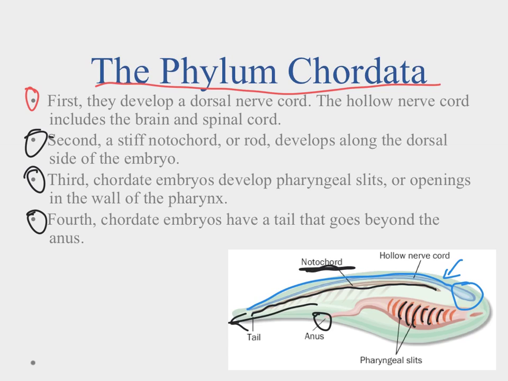So even us as chordates, as we're developing, we start off with a hollow nerve cord. We will have the notochord form. We have a little bit of a tail. We still have a remnant of it, and we'll talk about that a little bit later on in the course. And then finally, we do have these pharyngeal slits as well.